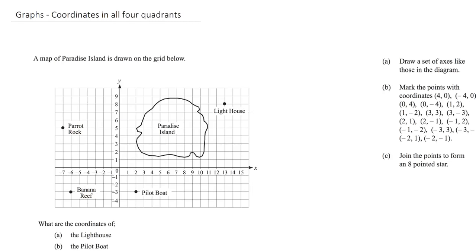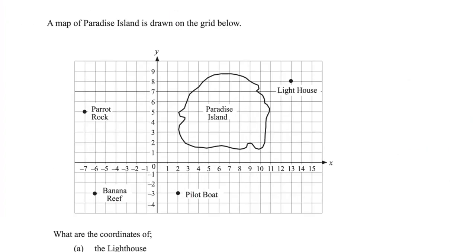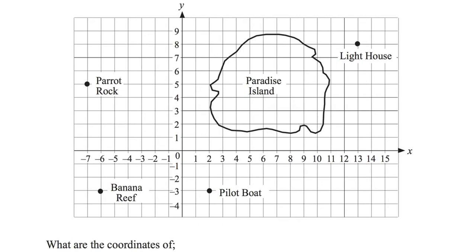In this video, we're going to take a look at coordinates and how to plot and find coordinates in all four quadrants. To get us started, let's take a look at this map. You can see that we have an x-axis, the one I'm coloring in blue, going from -7 all the way up to 15. And then we have a y-axis, which I'm drawing in there. It's going to go from -4 in this example all the way up to 9.